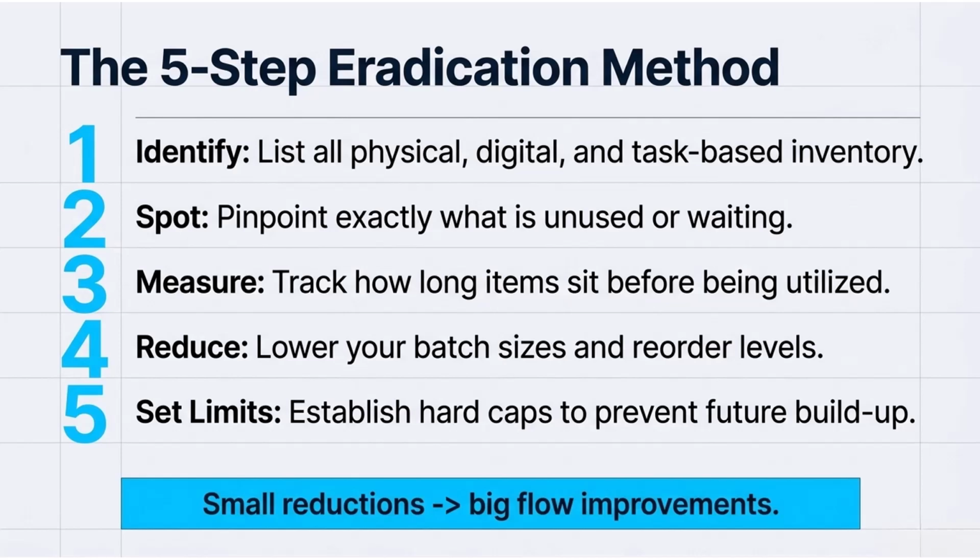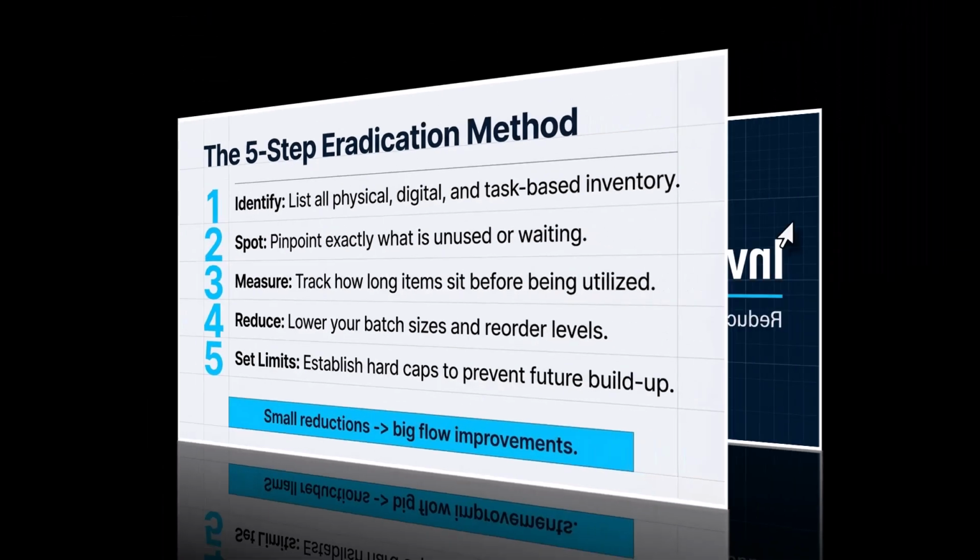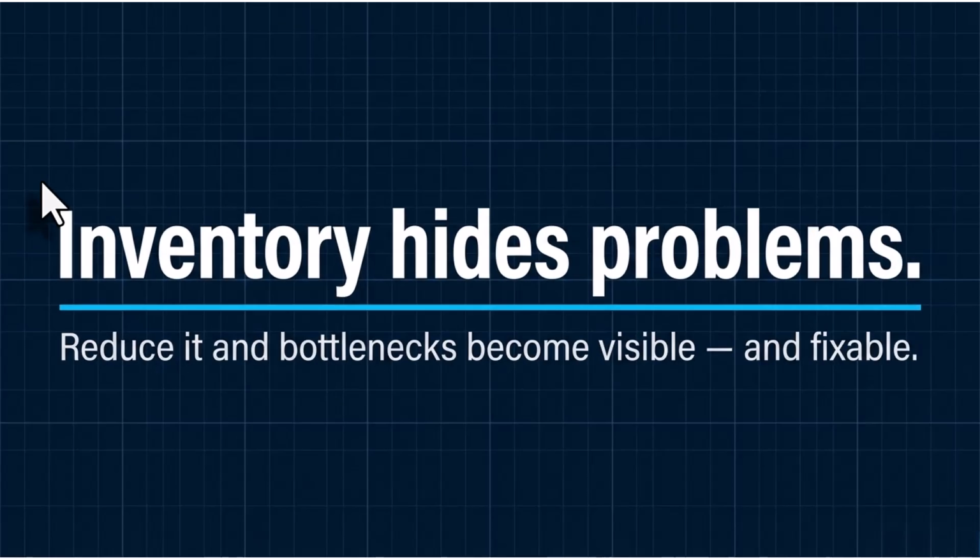And you don't have to do this all at once. Small reductions can lead to much bigger improvements. Just pick one thing, apply these 5 steps, and then monitor what happens. And you can also adjust those levels as you go along to get to a point where you're most comfortable, and that is the most cost benefit to you. So the thing I want to really leave you with is the idea that inventory hides problems. If you reduce it, all of your other bottlenecks become way more visible and fixable.